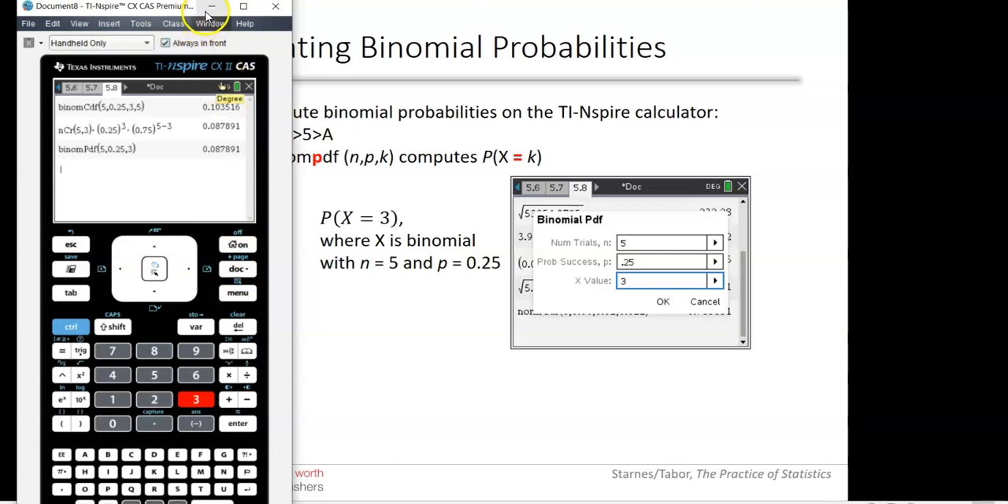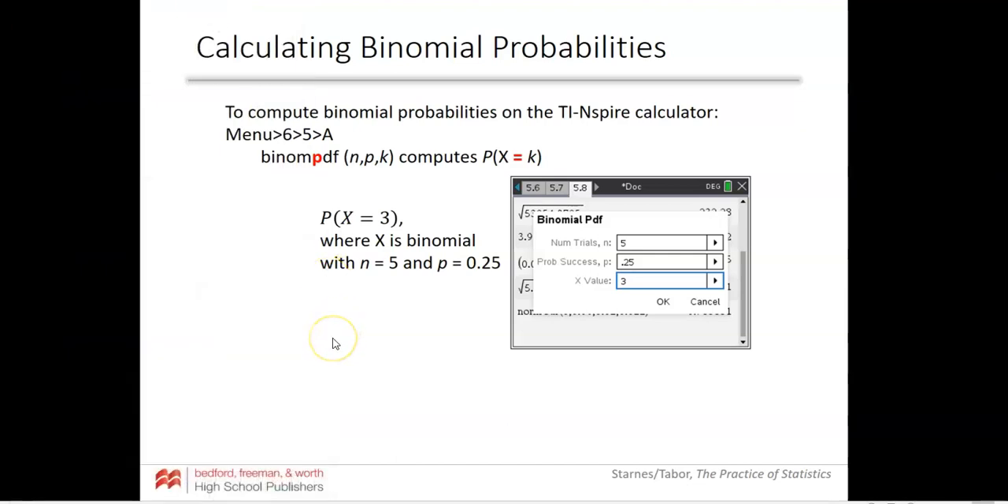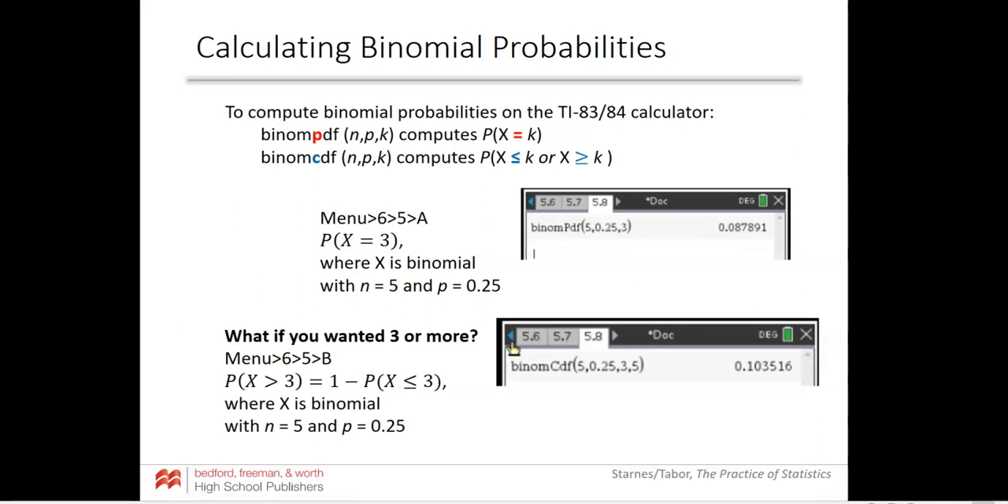0.087891. And it kind of does this stuff for you, except identifying the pattern. If you'd rather just do binomial PDF, wow, that's really helpful. And so you can just type it in just like that.